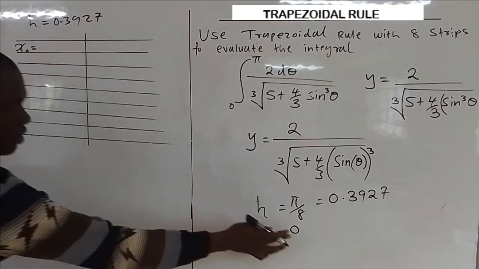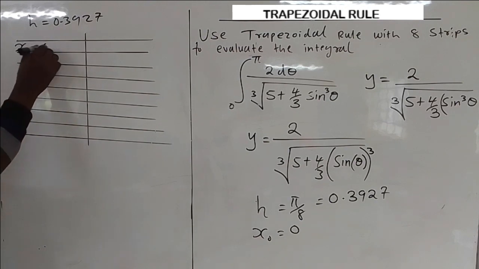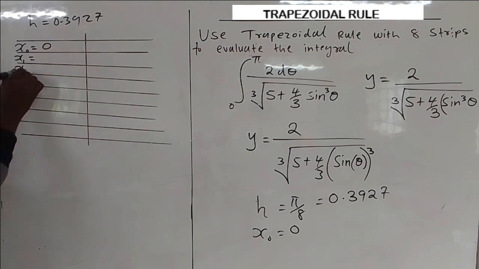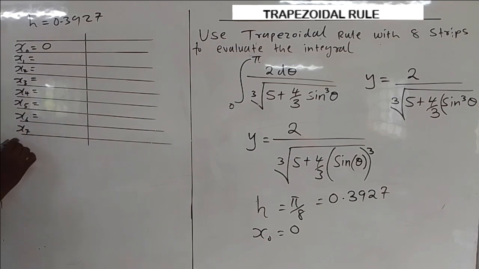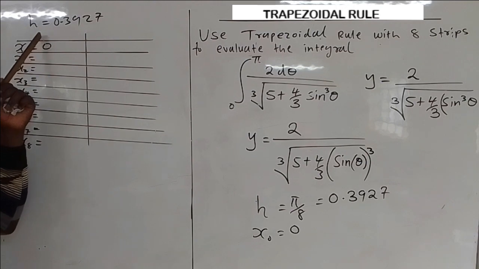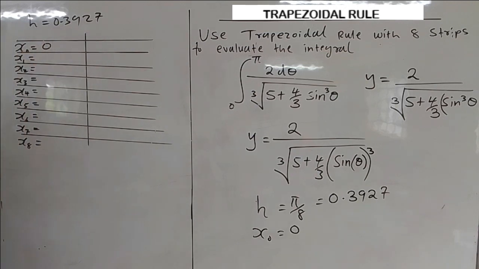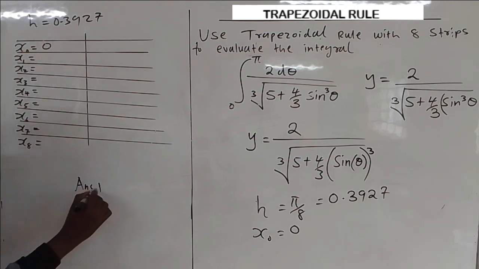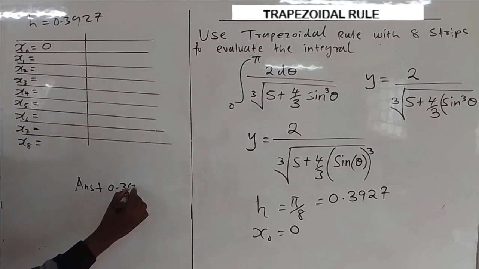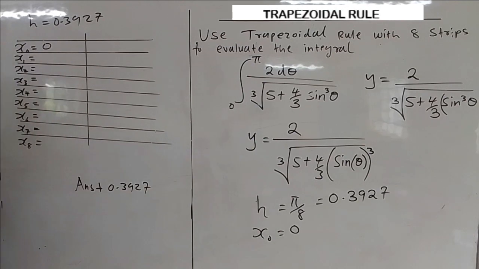What is x0? 0. It is starting at 0. So we have x1, x2, x3, x4, x5, x6, x7, x8. So this is what you do. Press in the calculator 0 equals 0. So when 0 equals 0, that is your answer, isn't it? So it is now going to be answer plus h. Answer plus h gives you x1.